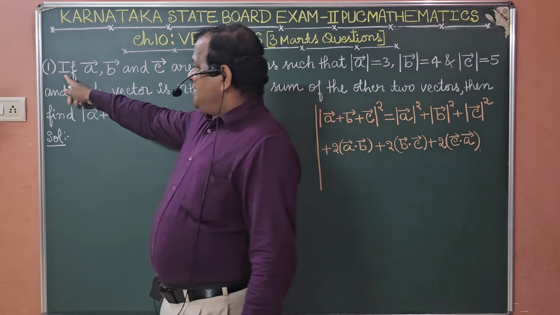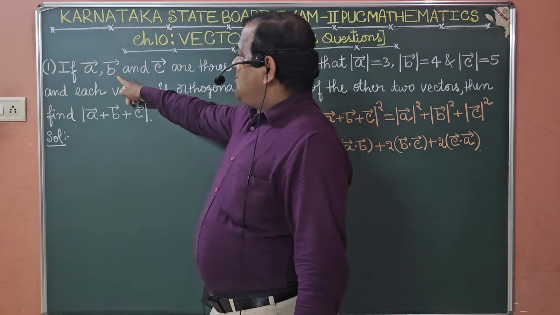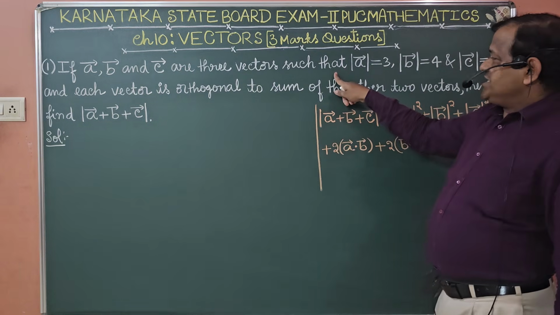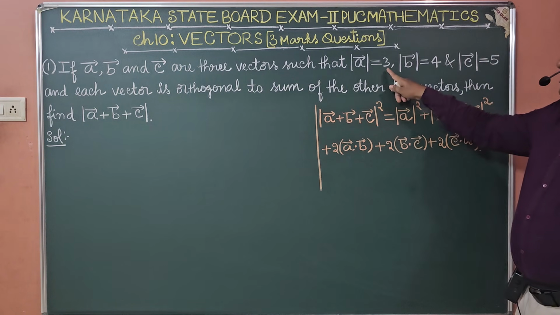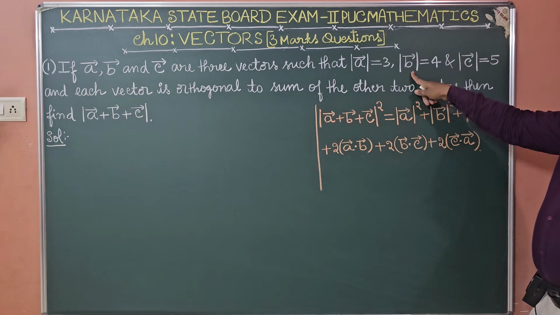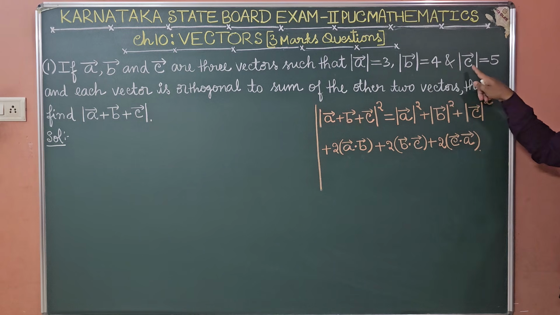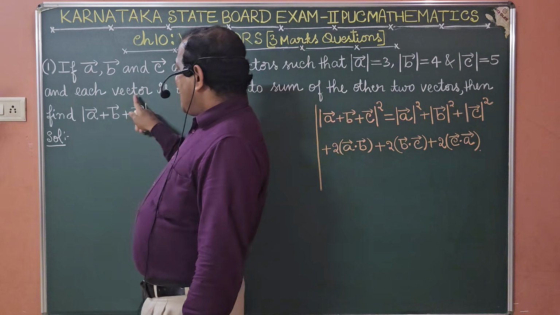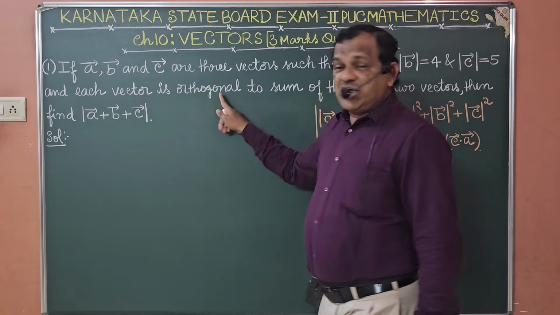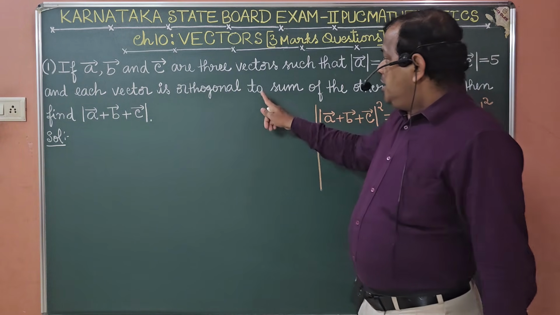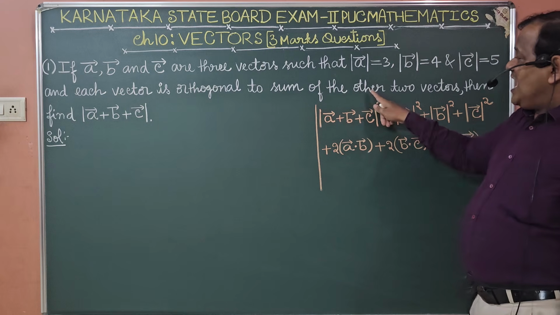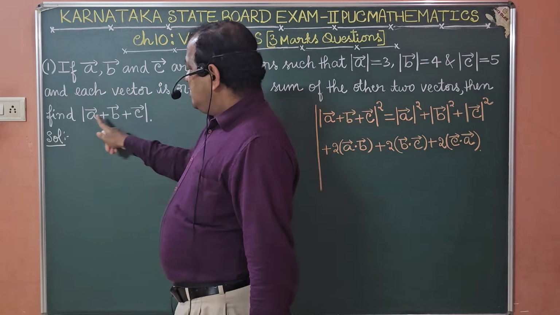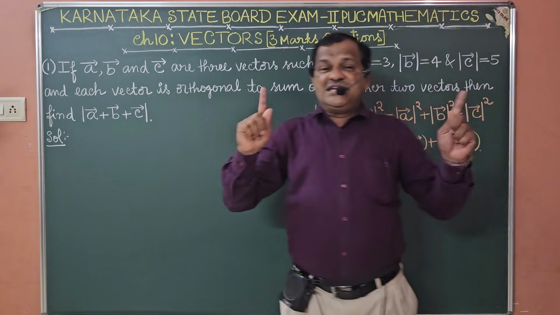Say, first question I have written. If A vector, B vector and C vector are 3 vectors such that magnitude of A vector is equal to 3, magnitude of B vector is equal to 4 and magnitude of C vector is equal to 5, and each vector is orthogonal, means perpendicular, to the sum of the other 2 vectors, then find magnitude of A vector plus B vector plus C vector.